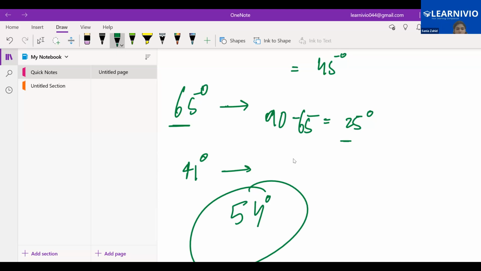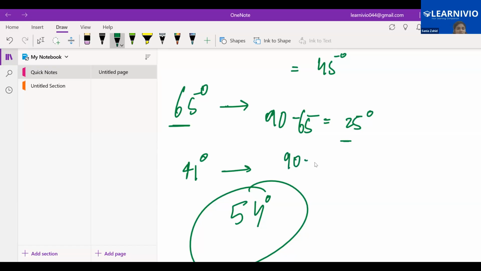Are you guys able to hear me? Yes, ma'am. I'm saying, how will you find the complement? Sorry, ma'am. I mistakenly subtracted 41 from 95. Are you sure, Razan, it's 95? No, ma'am. It's 90. You have to subtract from 90.